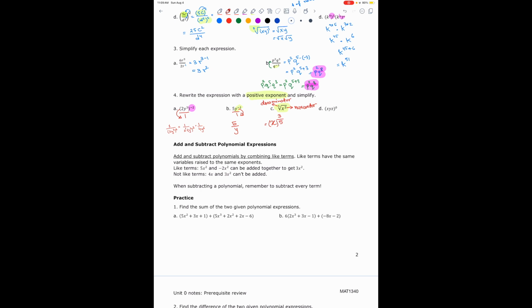Number d, notice how this whole expression xyz is raised to the 0 power, which means the answer there is going to be 1. So the answer is 1 here.